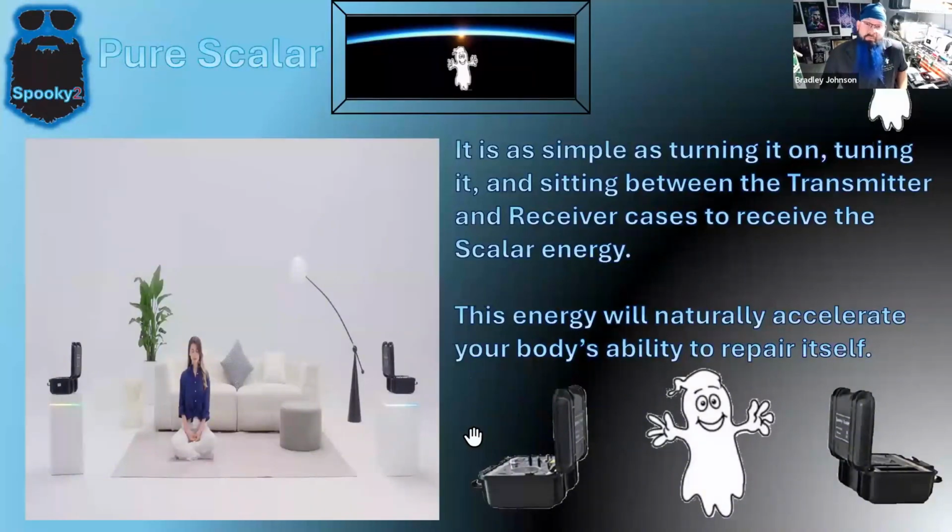Okay, so the first method of delivery with the Spooky2 Scalar is the simplest and the easiest method of delivery. It's simple, pure scalar energy. This is just a simple matter of setting up the 2 cases, the distance that you feel comfortable with, plugging it into the wall, turning it on, and tuning it. And once you have the cases tuned, similar to what we just talked about per your environment, then all you have to do is put yourself in between the 2 scalar cases and relax. This will automatically start accelerating your body's natural ability to repair itself.